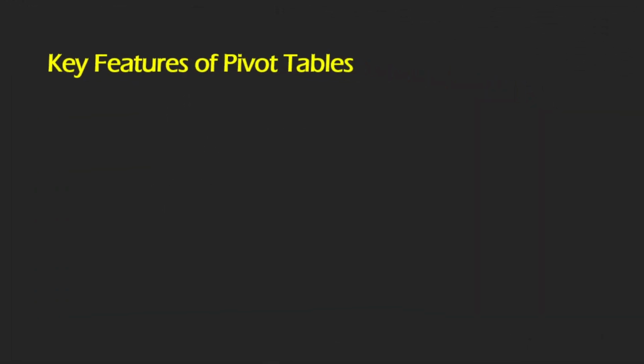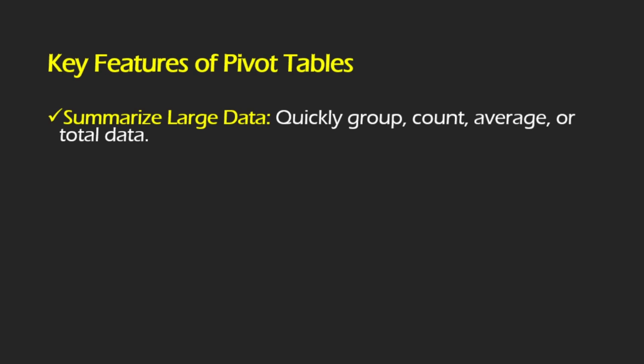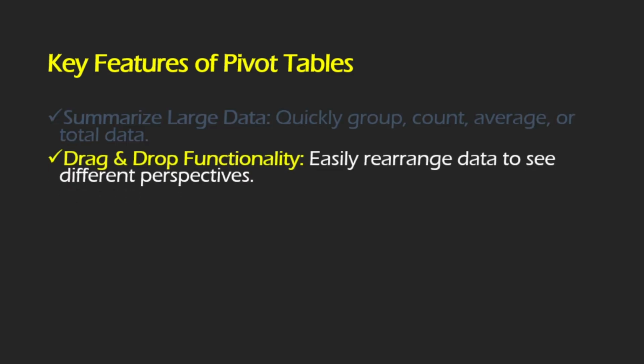Now, what are the key features of pivot tables? Number one, a pivot table summarizes large data sets quickly: it groups, counts, averages, or even gives us the total sum. You can use it to calculate your count and average so quickly. Number two, it allows drag and drop functionality, where you just need to drop the column headers and rearrange them quickly without any hitches. And that is what we see: you can easily rearrange the data set to see different perspectives.